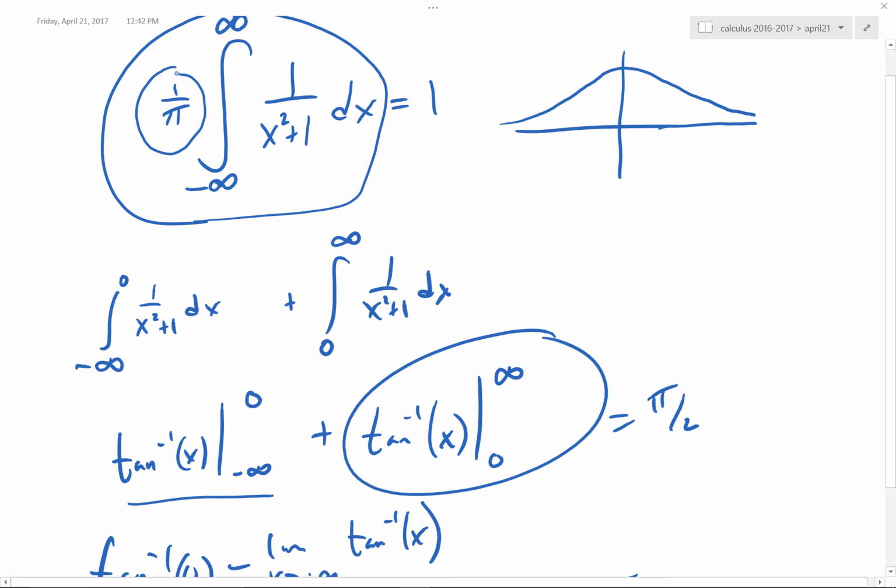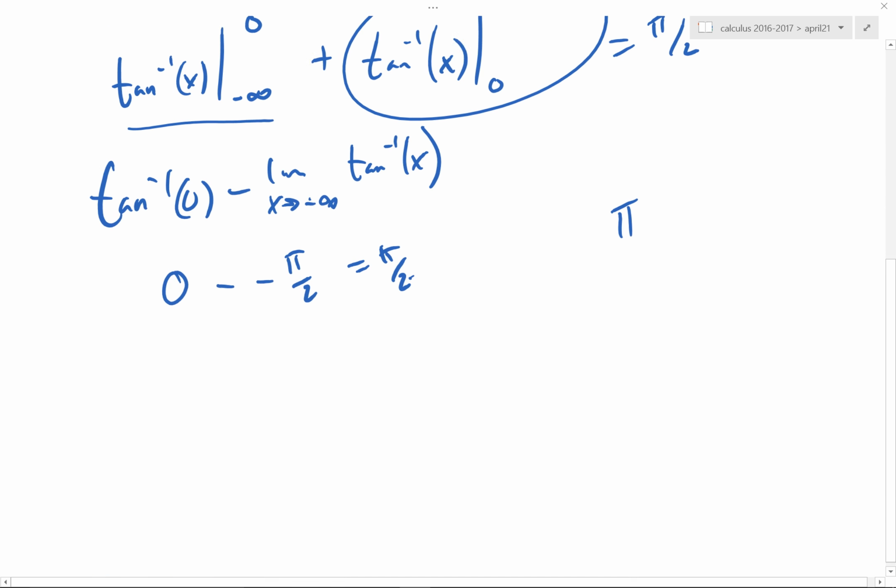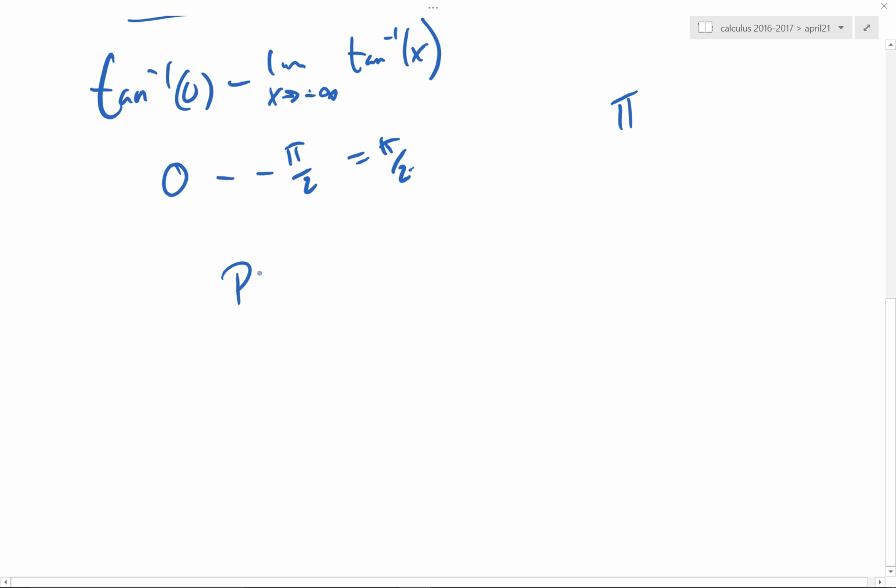All righty. Well, then the question, of course, is, well, Mr. Grimm, what's the probability that you're between negative 2 and positive 4 on this problem? Well, I don't know. But I do know that it would be 1 over pi from negative 2 to 4.